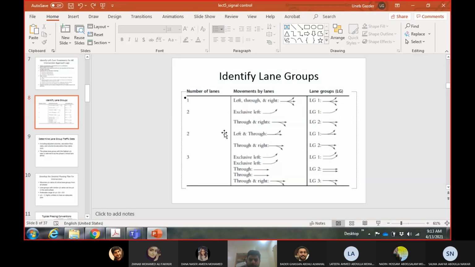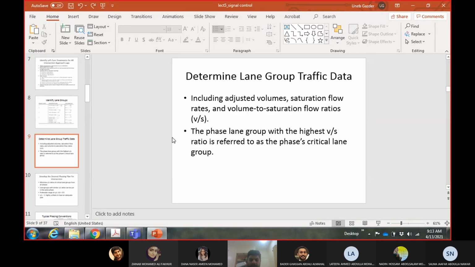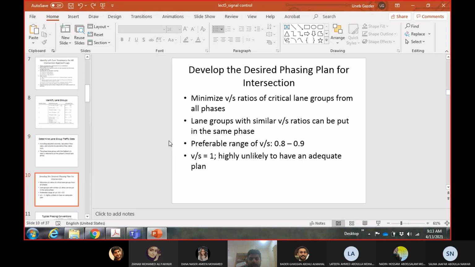Then you have to identify the lane groups, and lane groups consist of all the lanes having the same capacity, and the capacity changes when you change any of the movements. Then you calculate V by S ratios, volume upon saturation flow rate ratios, and for each phase you can have a critical lane group. Critical lane group is the one which has the highest V by S ratio, and you have to develop the phasing plan.